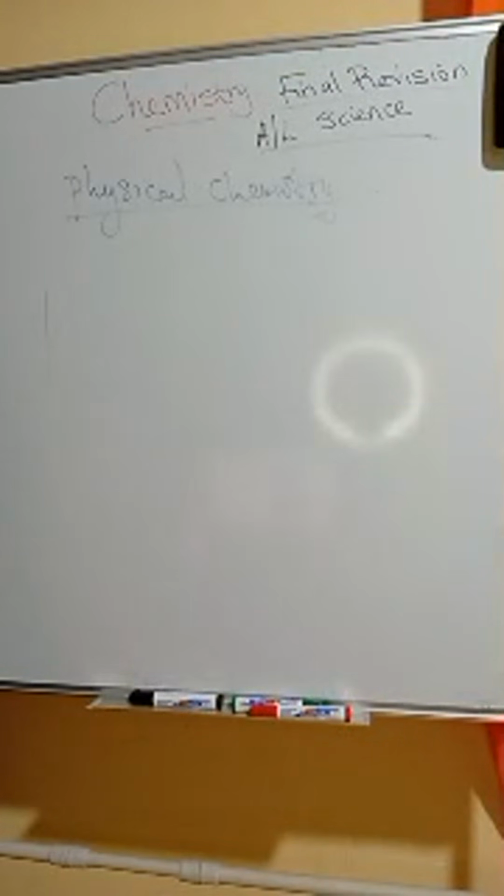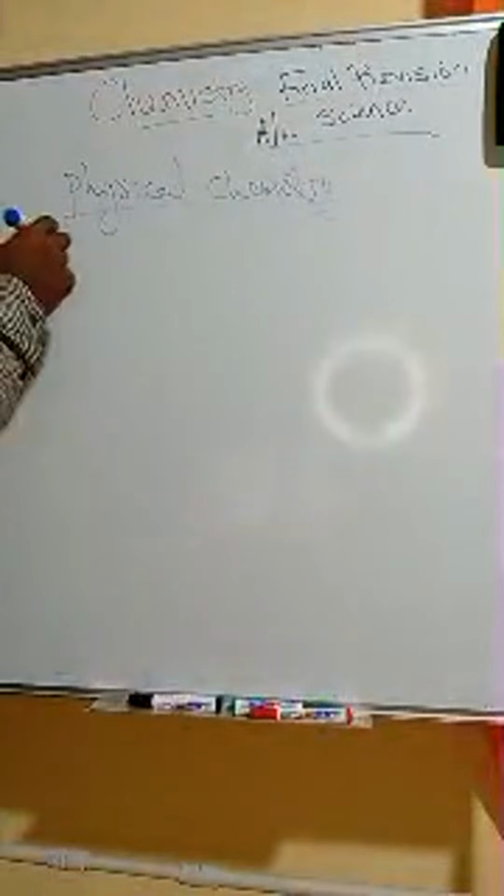The following elements are given: carbon 12, hydrogen 1, oxygen 16, sulfur 32, aluminium 26. The Avogadro constant is equal to 6.02 times 10 to the 23. The first question they are asking is, what do you understand by amount of substance?